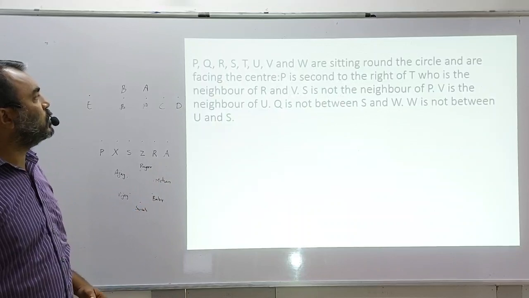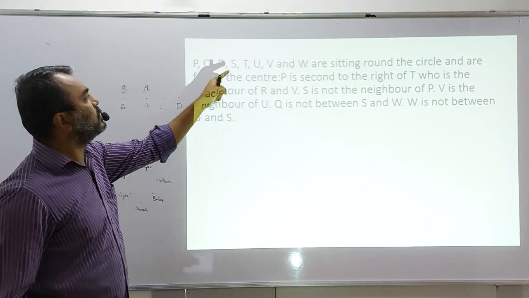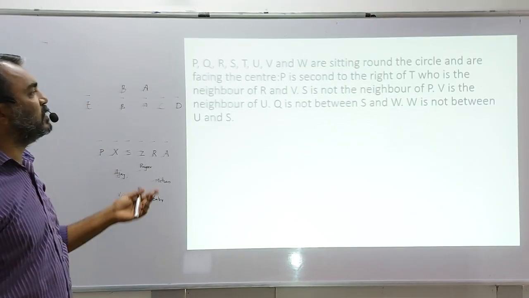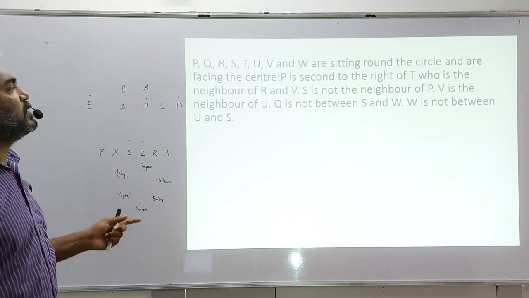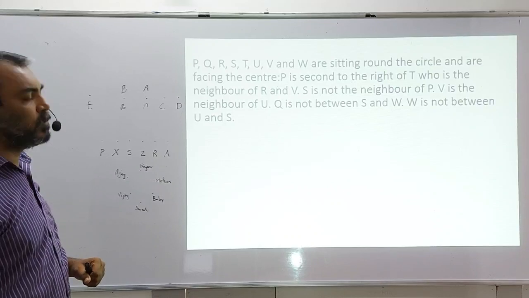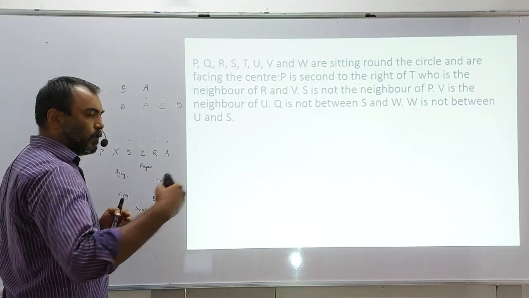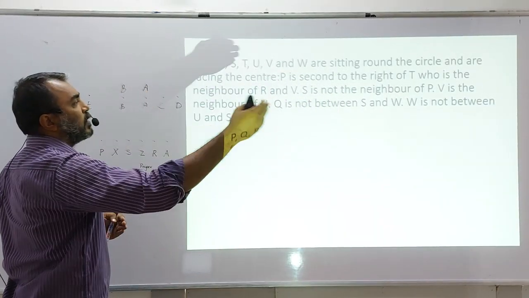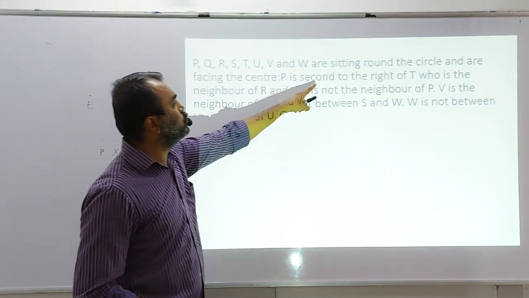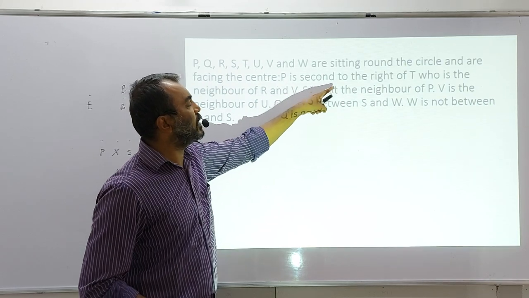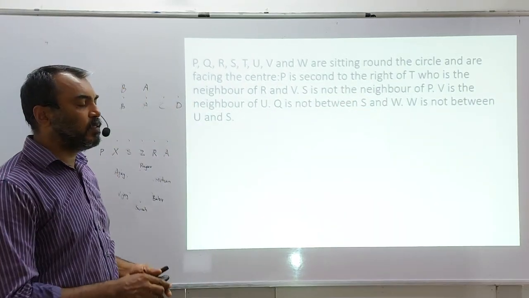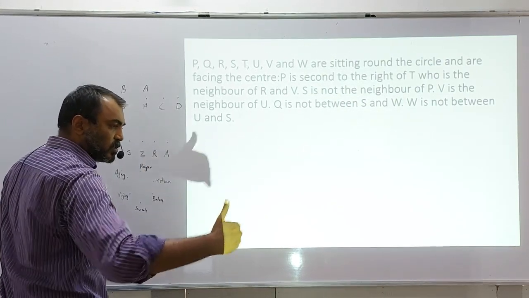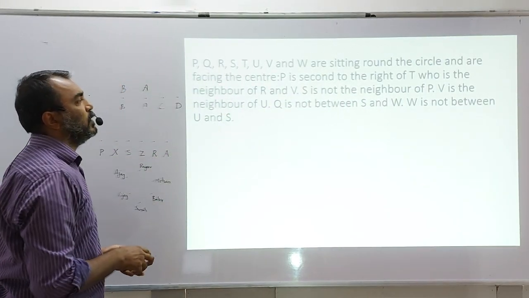The same kind of question: P, Q, R, S, T, U, V and W. There are 8 people now, sitting round in a circle facing the center. Again, P is second to the right of T. Now what does second to the right mean? P is not on the right. There is one person and after that there is P. So here you can see the use of the language. P is second to the right of T. Second to the right means not exactly to the right. He is sitting here, not the first but the second to the right is P.